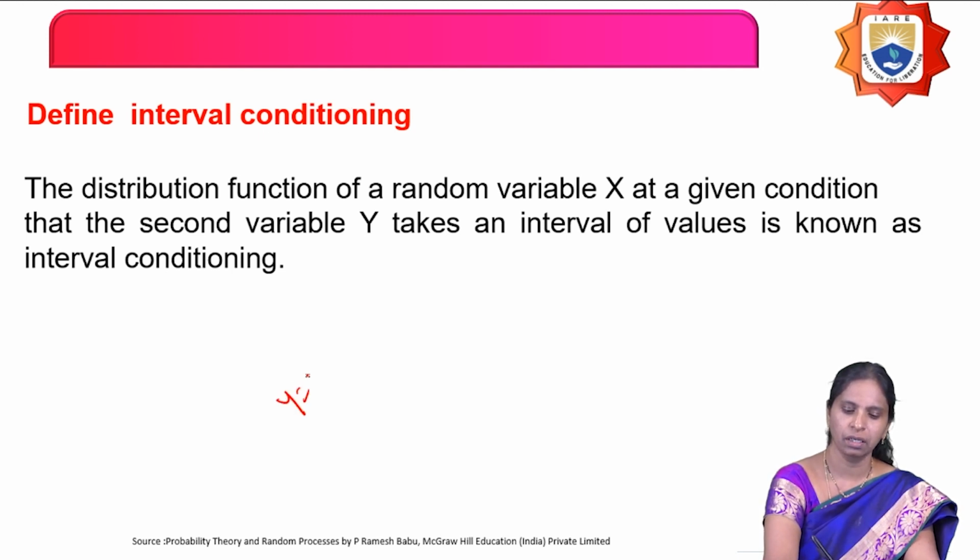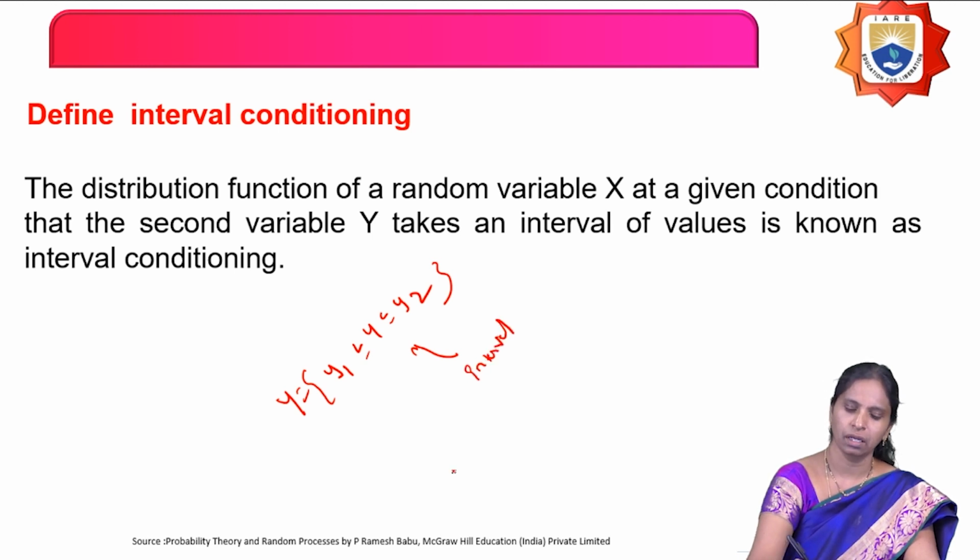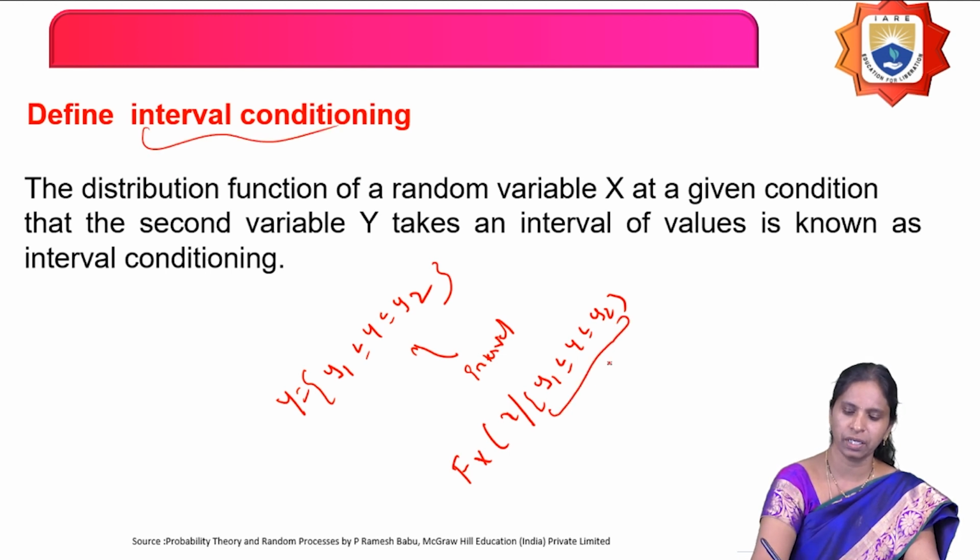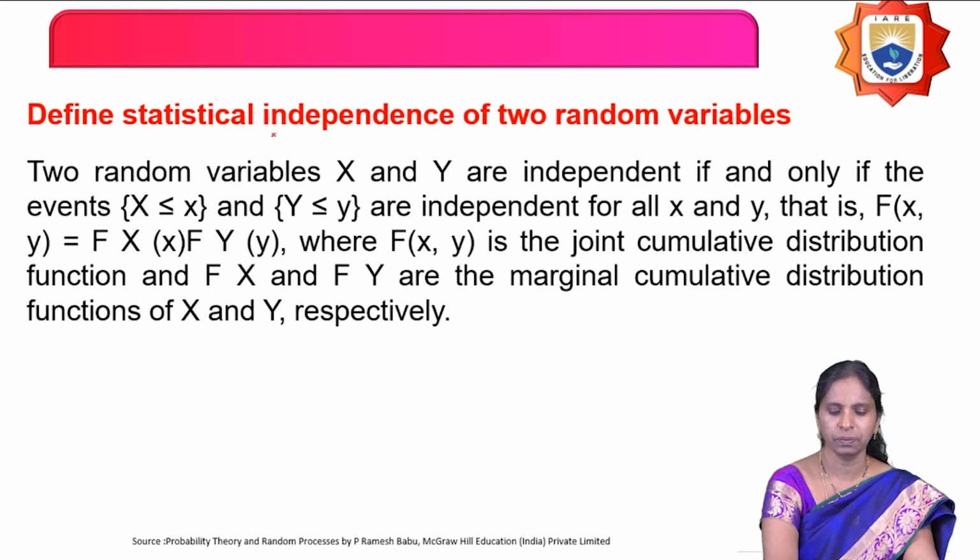So what is interval conditioning? The random variable Y has to take a range of values or an interval of values. For example, the random variable Y takes values from y1 to y2. Then this type of conditioning is called interval conditioning. And the conditional distribution function of the random variable X, given the conditioning event, which takes an interval of values, this type of conditioning is called interval conditioning.